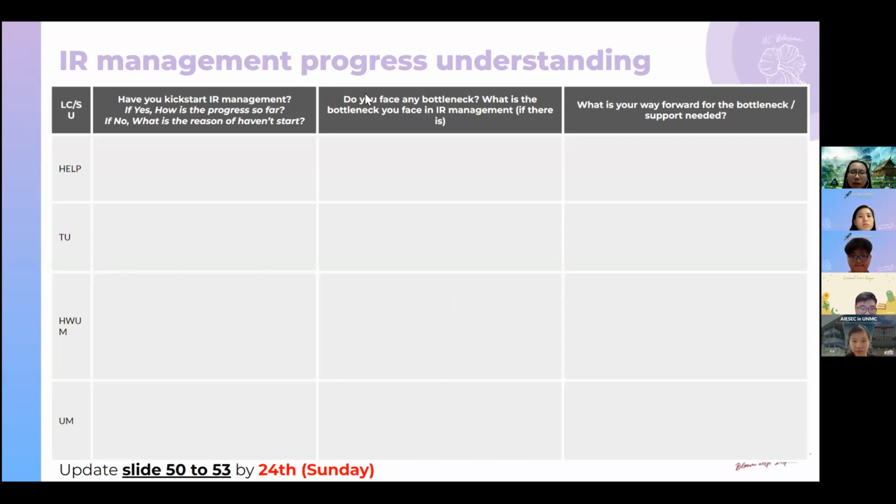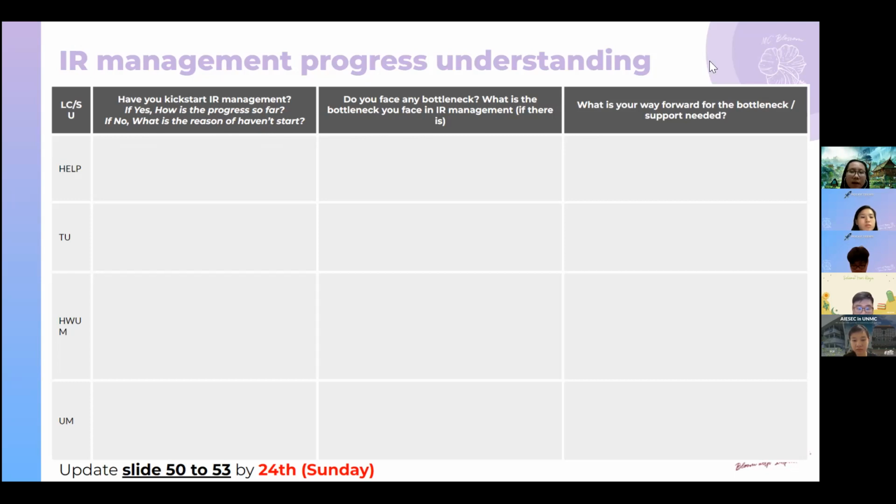These are the questions that I hope you can update after this commission call, as I don't think we have time to update right now, before the deadline on the 24th. Have you started that IR management? If yes, how is the progress so far? If no, what is the reason you haven't started yet? And also, whether you have started or not, do you face any bottlenecks, and what is the bottleneck that you face?